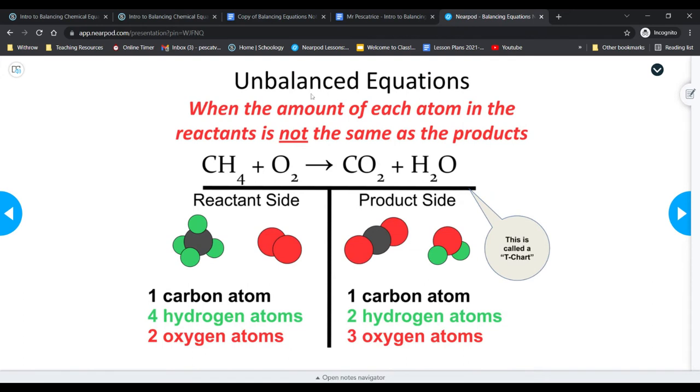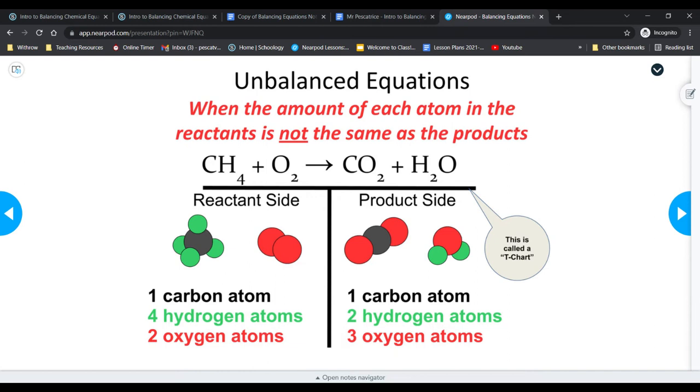So, first, an unbalanced equation looks like this. It is when the amounts of atoms on the reactants is not the same as the products. This is called the T-chart I drew, those black lines. What it does is it separates the reactants and the products from each other, and you do a drop-down line right at the arrow. And this is just a graphic organizer. It just organizes the picture in front of you. It's not anything special. It's not a chemistry trick. It's literally just to help you organize.